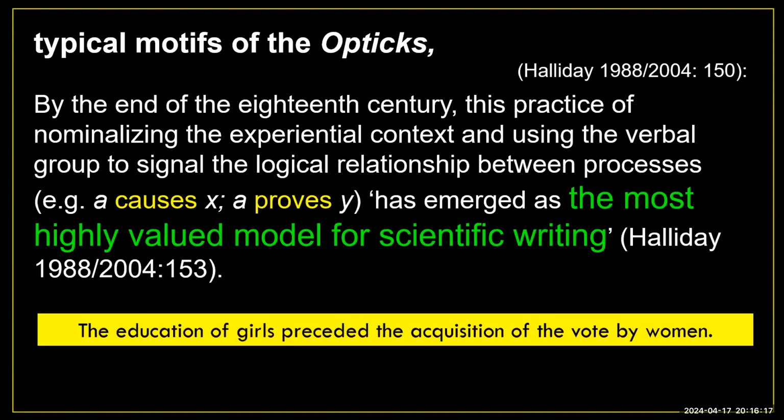It's the same thing we see in this sentence here. The education of girls preceded the acquisition of the vote by women. The education of girls, A, preceded the acquisition of the vote by women, X. What is doing the job of relating? Process. It isn't conjunctions. It isn't a conjunction relating two clauses. Instead, it is two long, extended noun phrases related by a verb, which shows the relation between them.